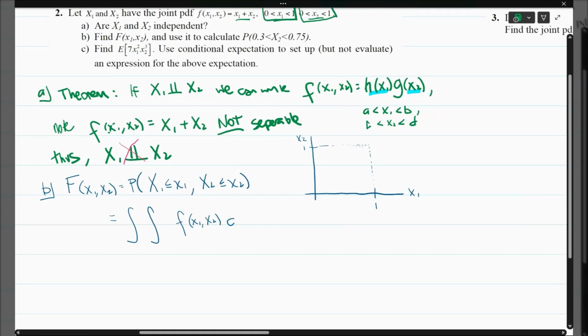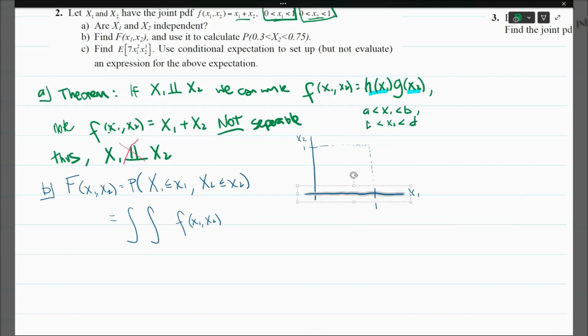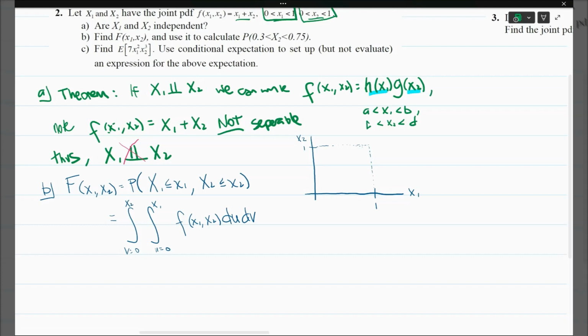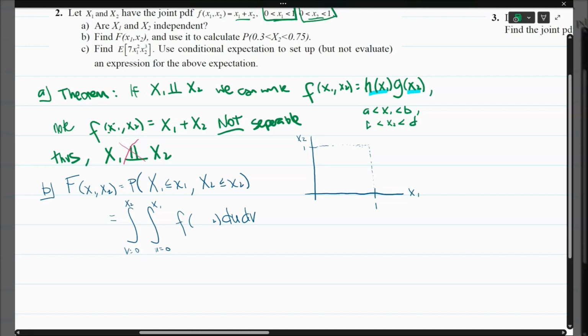I'll go ahead and say du dv, where u represents x1. So we'll start at 0 and go up to x1, and v represents x2. Start at 0 and go to x2. Because we have x1 and x2 in our limits of integration, we must change the variable of integration. So let me do the same thing over here. Let's call this u and v.